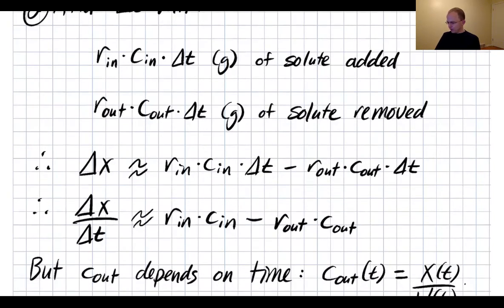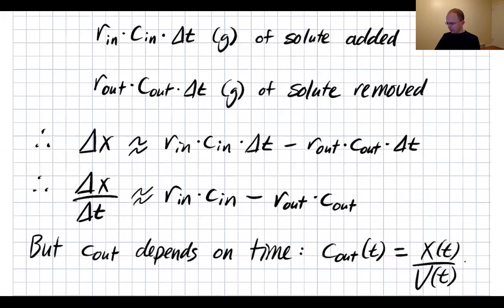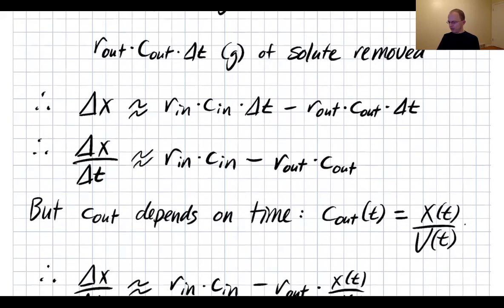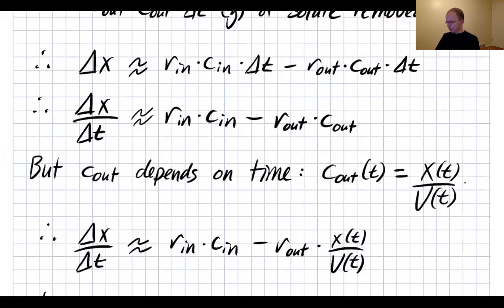And because C out is a function of time, I can't say that the change is exactly equal to this. I just know that it's approximately equal to this amount, because this is not just a constant anymore. This is also changing over time. But this is a fairly good approximation, just taking this function and multiplying by this small amount of time. So when we divide both sides by delta t, we get that delta x over delta t is approximately equal to this. But remember that C out depends on time. So actually C out is a function of time.